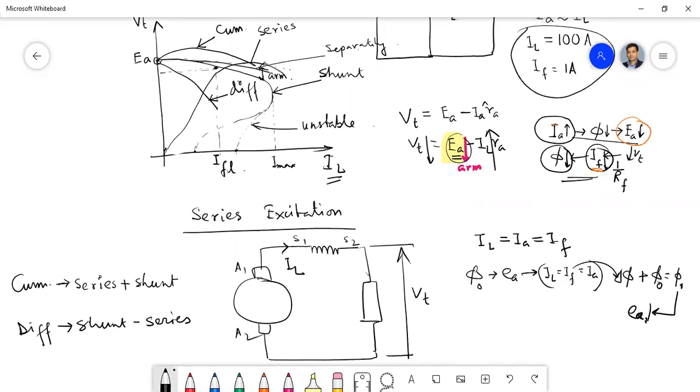Okay, now the cumulative compound can vary by varying this contribution. Suppose I am varying the series contribution. Depending on the series contribution, we can change the characteristics. How? Let me draw here. I'm not getting why the board is getting stuck.